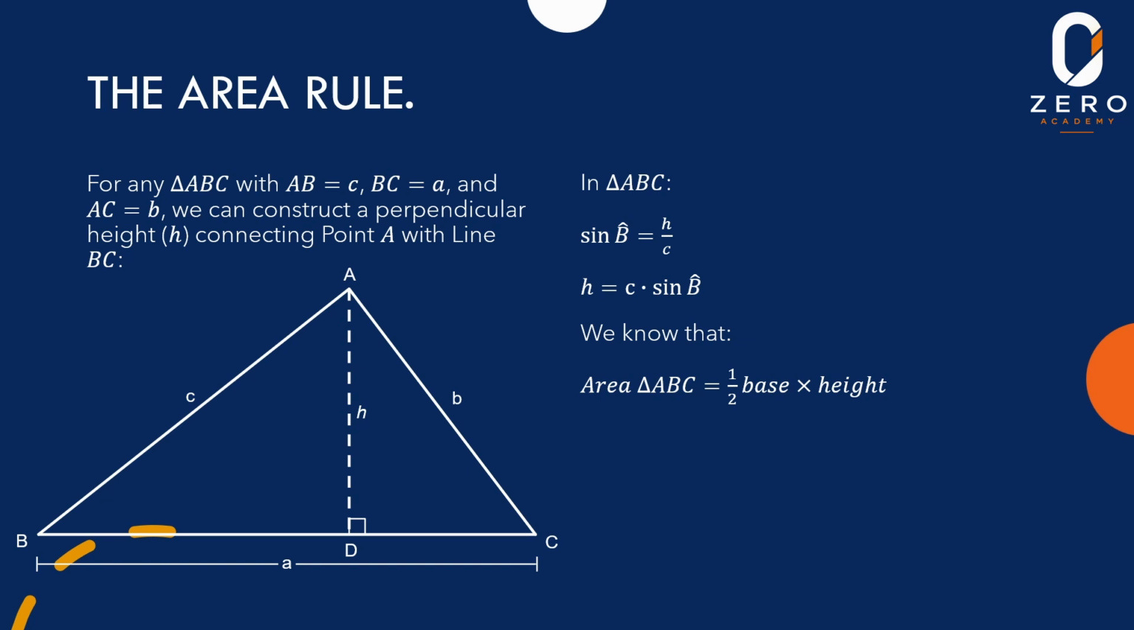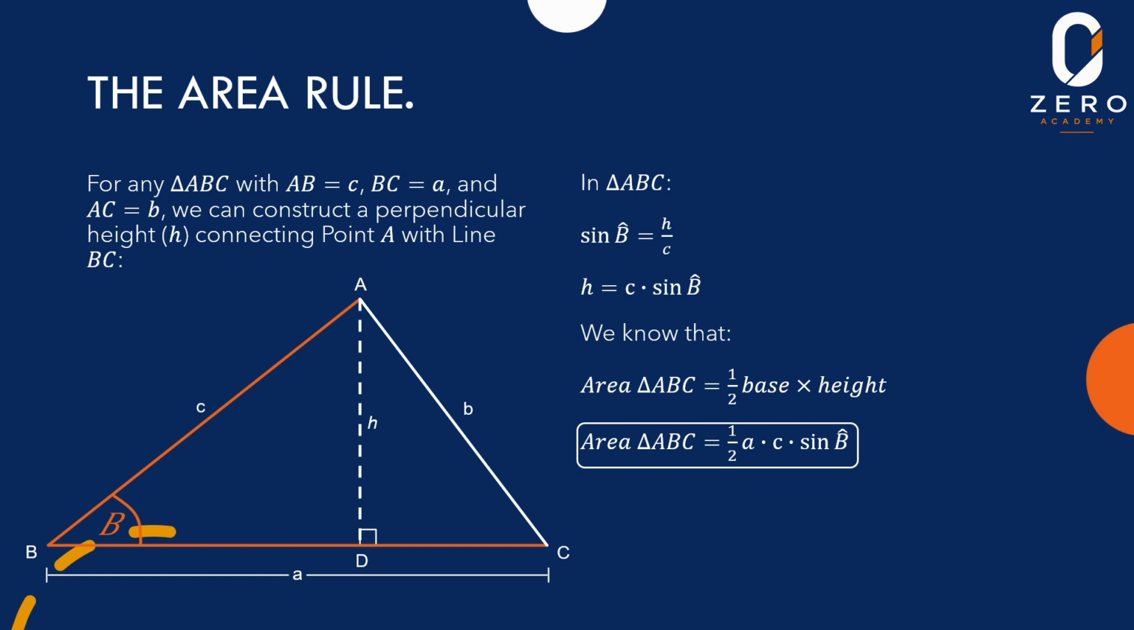And we know that area of triangle ABC is equal to half of base multiplied by height. The base of that triangle is a and the height is h, and hence we're going to have 1 over 2 a multiplied by c sine of b, because we've already proved that h is equal to c sine of b. And hence, area of triangle ABC is equal to half a multiplied by c sine of angle B. If you inspect that formula, you're going to see that the area rule deals with two sides and an angle in between them. This time the sides are a and c, and the angle in between is angle B.